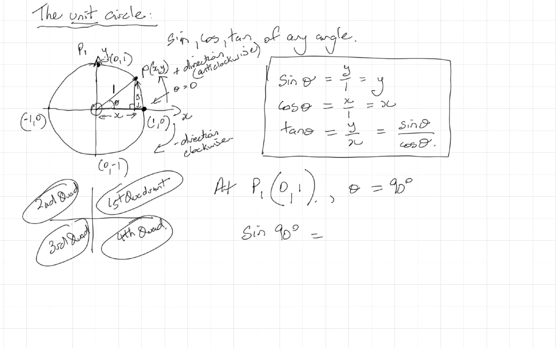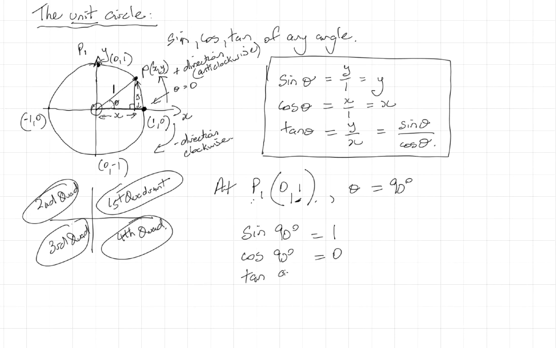Theta's 90 up here. Sine is just equal to the y coordinate. What is the y coordinate up here? The y coordinate at P1 is equal to 1. So the sine of 90 is equal to 1. The cos of 90 degrees, cos is equal to the x coordinate, and the x coordinate is equal to 0.